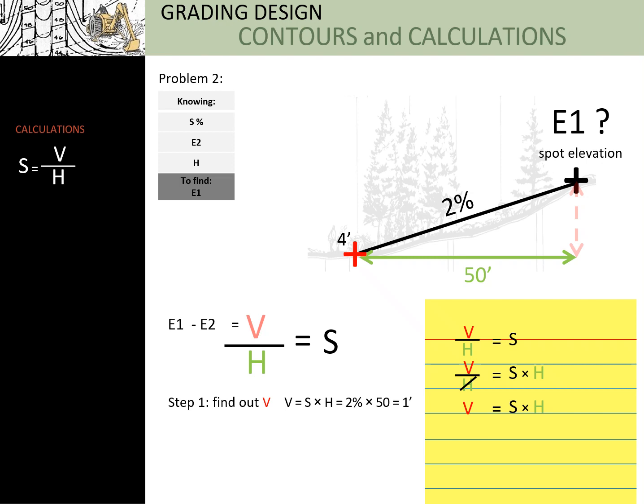And the next step will be pretty straightforward. To find the upper spot elevation, we add up the bottom spot elevation and the vertical distance. 4 plus 1 equals 5. So now we know the other spot elevation is 5.